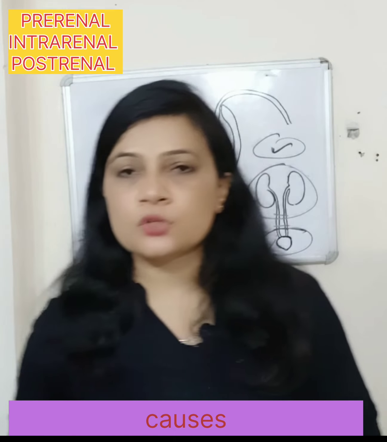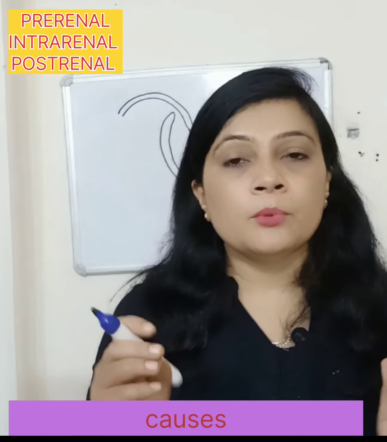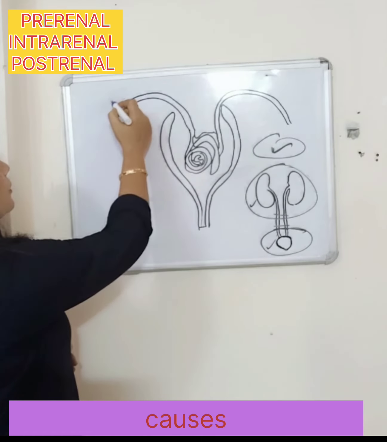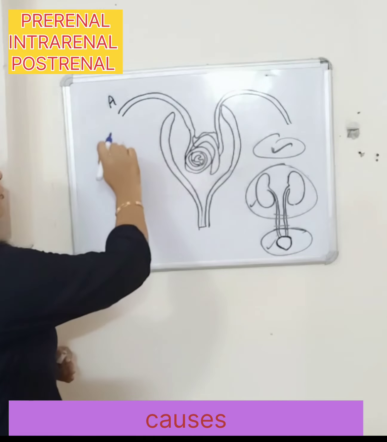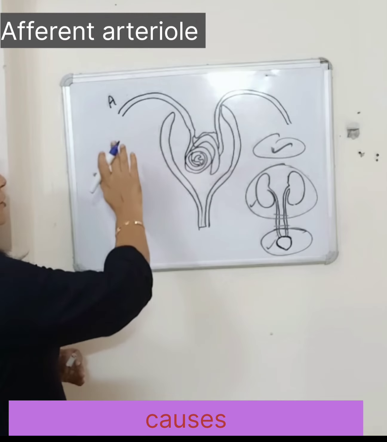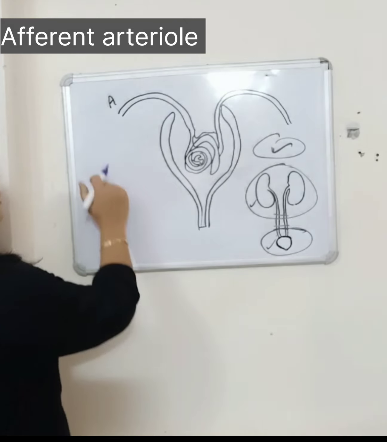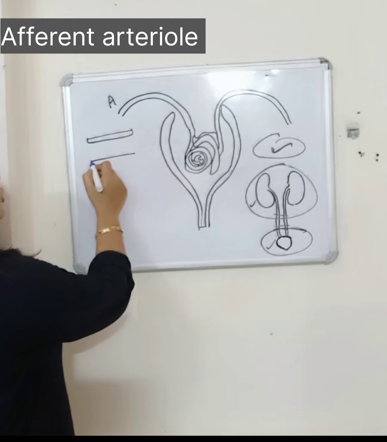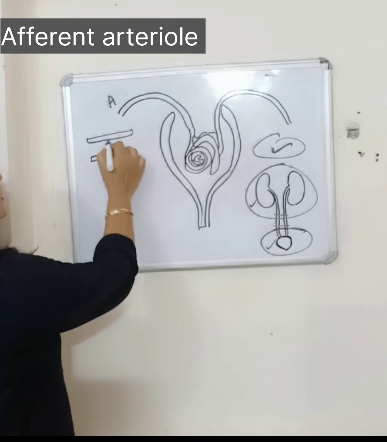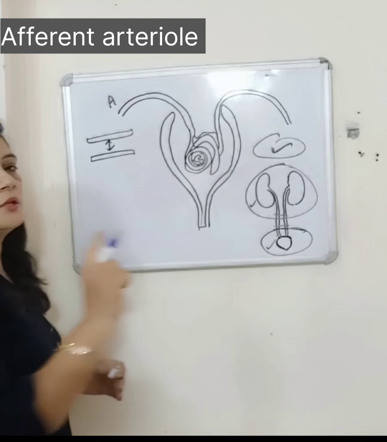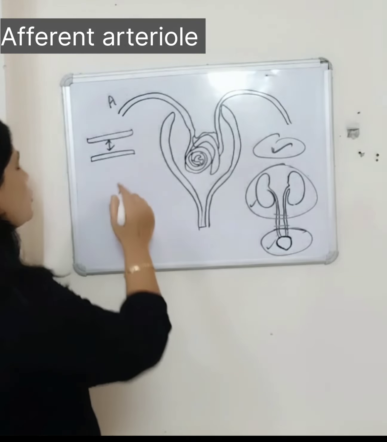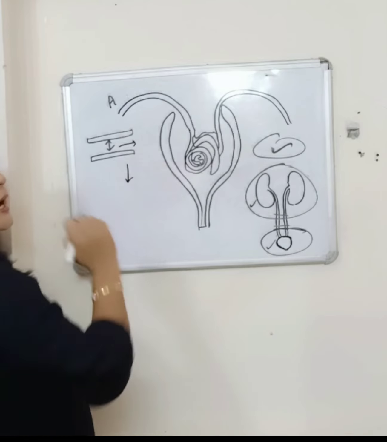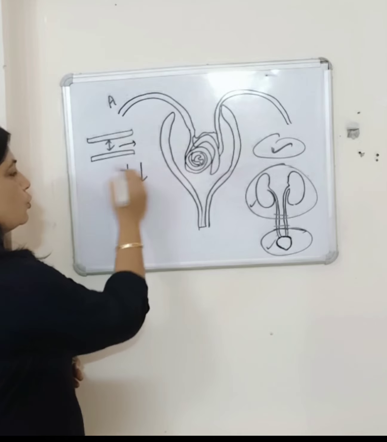In pre-renal cause, first is the hypertension. Because of the hypertension, the renal artery, especially the afferent arteriole, becomes thickened. This wall becomes thickened because of the high pressure, and the lumen size is narrowed. And when this lumen size is narrowed, the blood supply is going to decrease and the oxygen supply is also going to decrease.